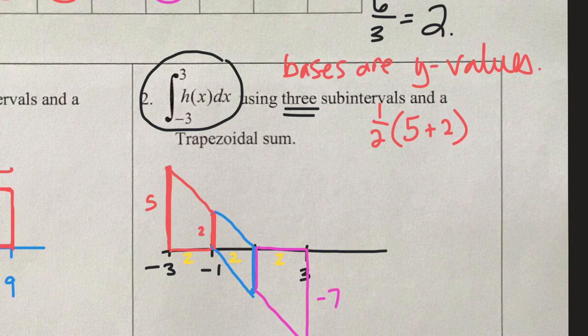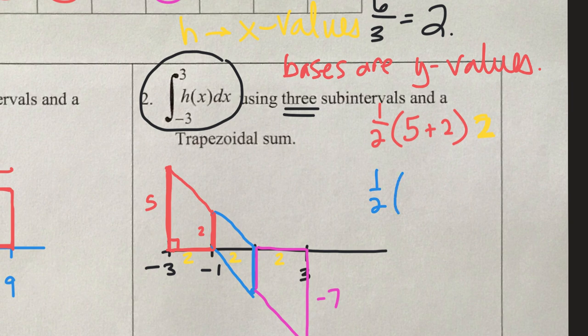Times the height of your trapezoid, which is the distance between your bases. And your height is the x value. So in this case, we have an x value of 2. So that's important to remember also, that your height is your x value, the x difference between your 2 y values. Okay, so then let's move over to the blue one.